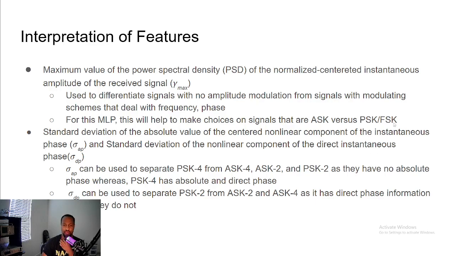And here's the interpretation of the features. The maximum received value, which is gamma max here, is basically used to differentiate between signals with no amplitude modulation and those that had a frequency or phase modulation. So this will help us differentiate between an ASK signal and a PSK or FSK signal. The standard deviation of the absolute and direct phase have to do with how direct and absolute phases are calculated for a certain signal. Those two really help us differentiate between PSK4, so 4-ary PSK, and amplitude shift keying and PSK2. And the same thing for the second signal. It helps us differentiate between PSK2 and the ASK2 and ASK4.